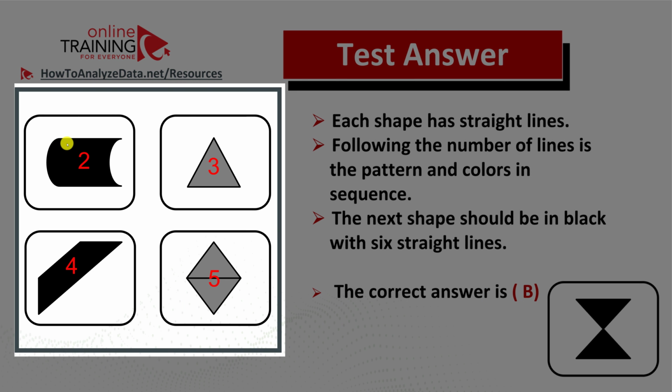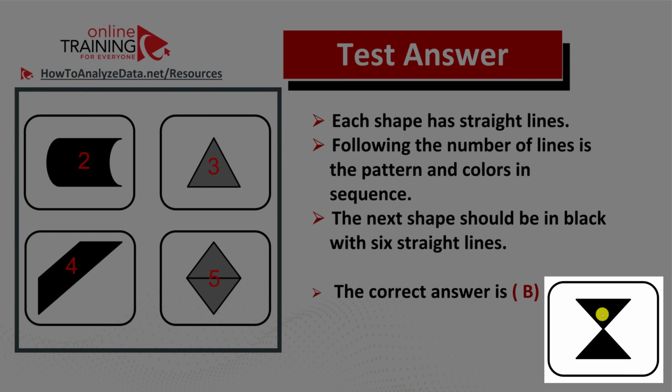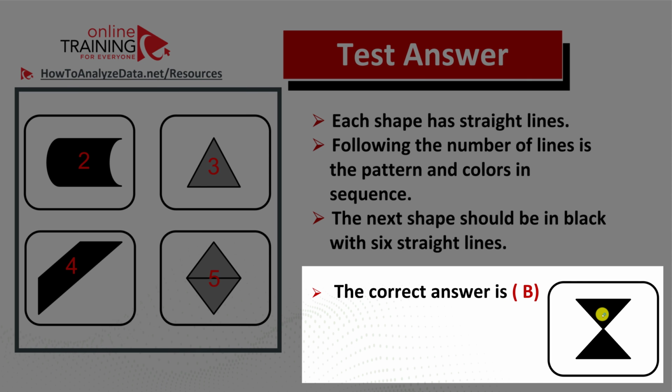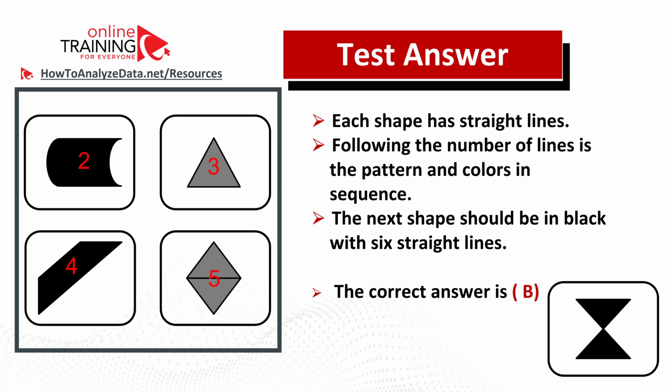In addition to the changing color pattern, there is also a pattern of straight lines. You can see that shape 1 has 2 straight lines on top and the bottom. Triangle has 3 straight lines. Then the next shape has 4 straight lines. The following shape has 5 straight lines. So our next shape in the pattern should be black and also should have 6 straight lines. So the correct choice here is choice B, sand clock. Hopefully you've nailed this question on your own, or if you didn't, learned how you can answer similar questions on the test.